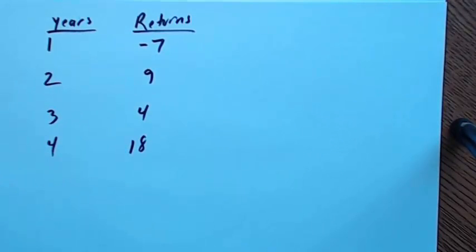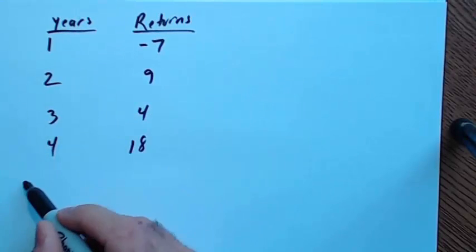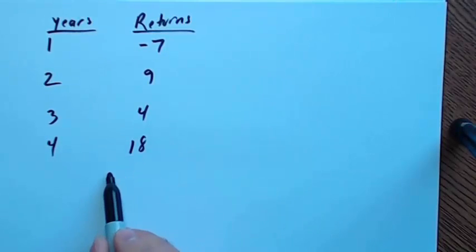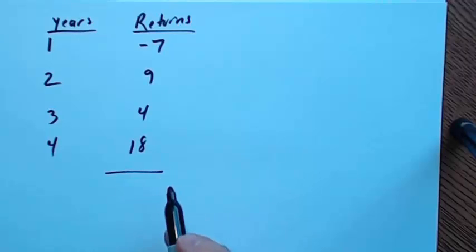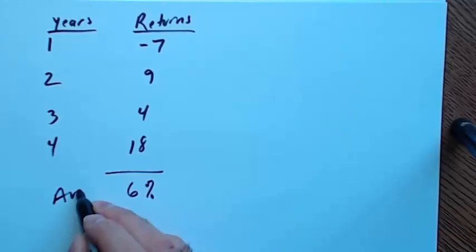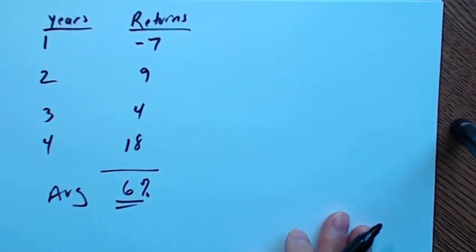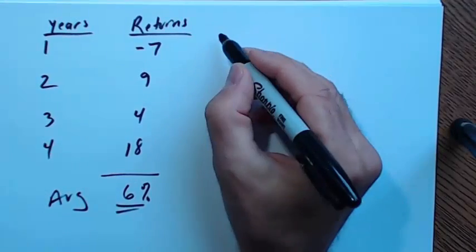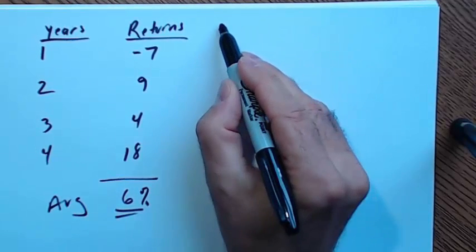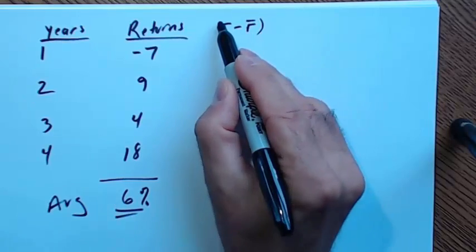So this is year 1, 2, 3, 4. Maybe we're in year 5 right now, so we're looking back in time. The average for this, added up, divided by 4, you're going to get a 6% average. Okay, arithmetic average. Now, what we want to do is calculate the deviations from this mean or this average. And so what we're going to do is take returns R minus R bar and square them.